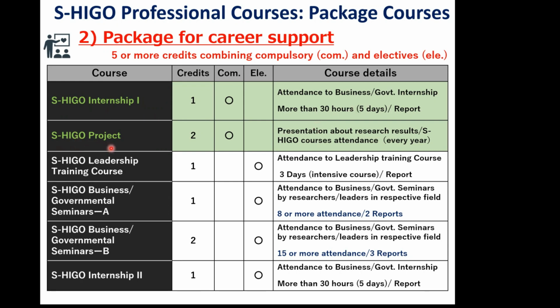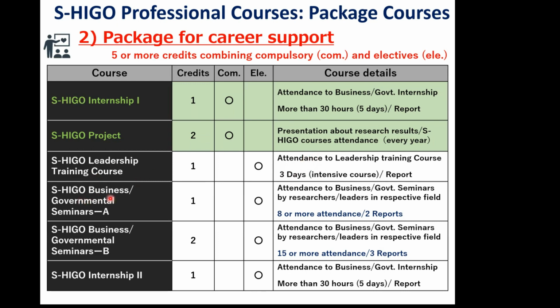And there is also the S-HIGO project. Every year you have to present your research. It bears 2 credits, and that presentation is usually organized around the end of February or March. Once you are selected in the program, we'll provide you more details, but every year you have to make a presentation. And for the elective ones, there is the S-HIGO leadership training course, usually conducted around August or the beginning of September. It is a 3-day intensive course with 1 lecturer from an institute or company which provides leadership courses.